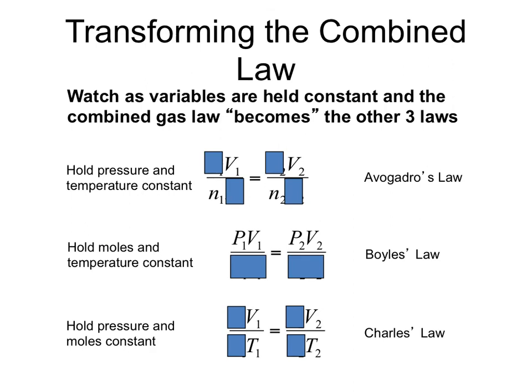Let's watch what kind of equations come out of the combined gas law as we hold certain variables constant. The first one will be holding pressure and temperature constant. So if I take the P and the T out of the combined gas law, I end up with V1 over N1 equals V2 over N2, which is Avogadro's law. If I take moles, N, and temperature, T, out of the combined gas law equation, that leaves me with P1 times V1 equals P2 times V2, which is Boyle's law. And lastly, if I hold pressure, P, and moles, N, constant, that leaves me with V1 over T1 equals V2 over T2, which is the Charles law.